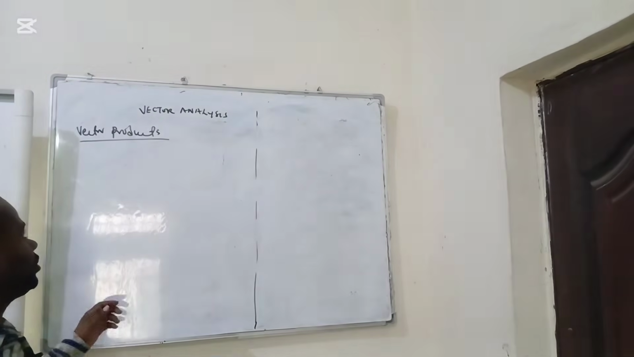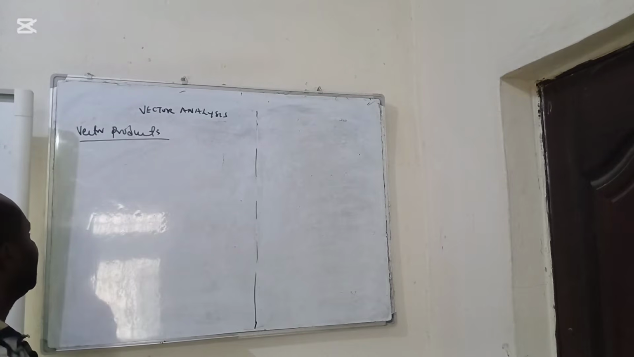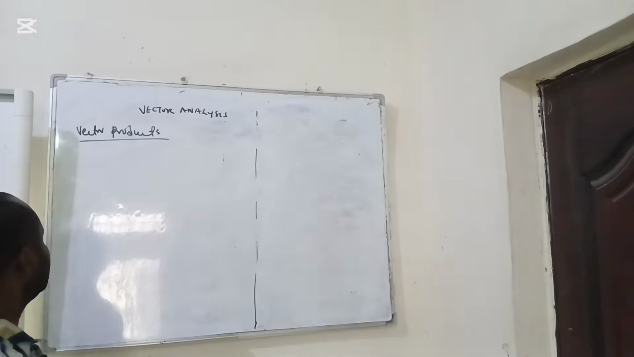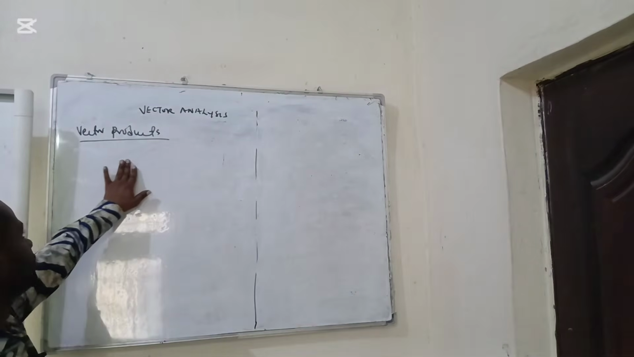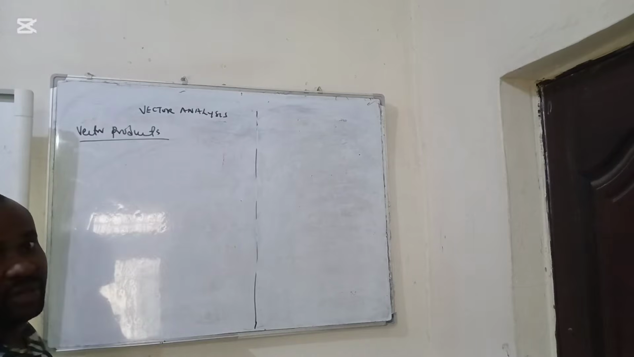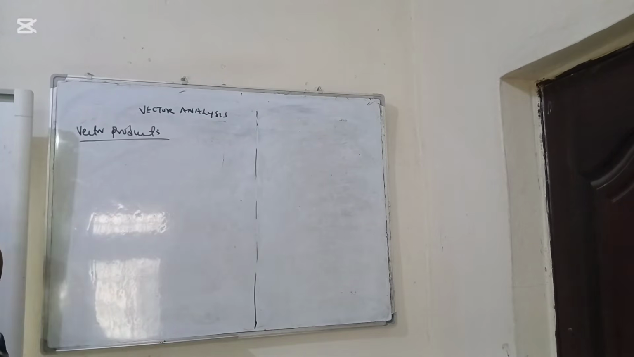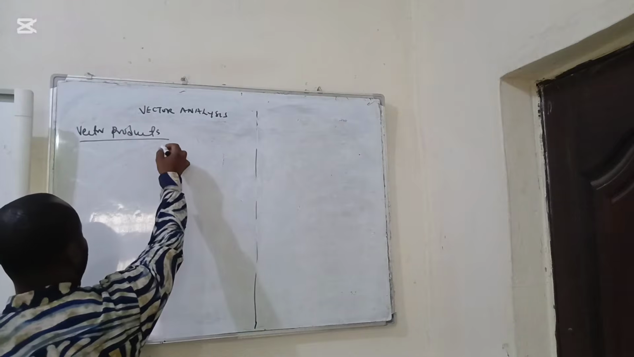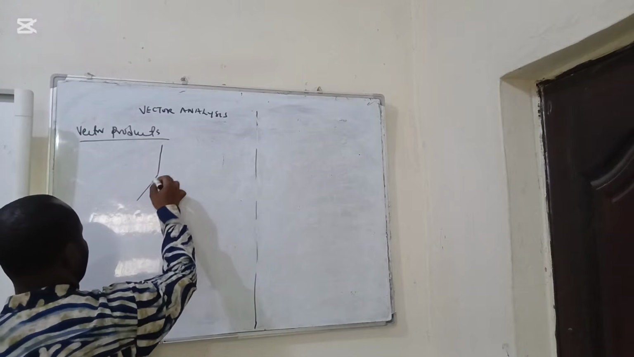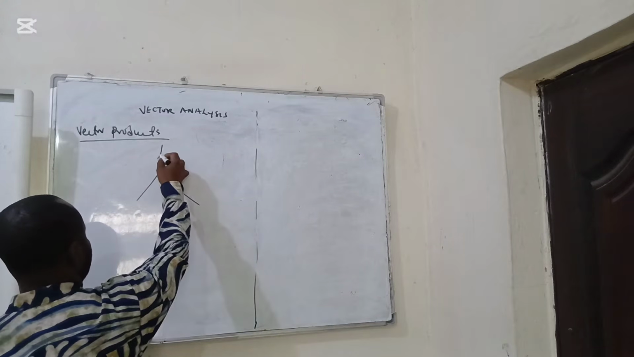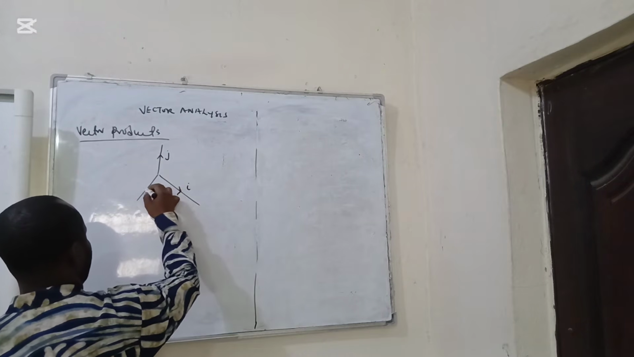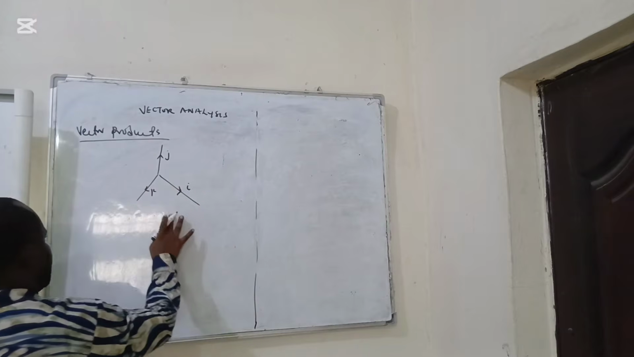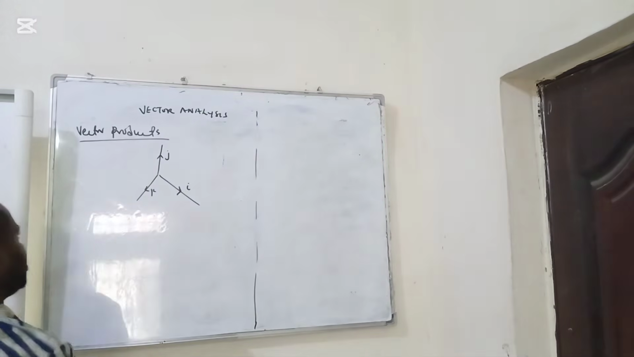We are still on vector analysis, and if you've been watching my previous videos, you actually know that this is like a series. So, this section we want to look at vector products. We are going to consider vectors in three dimensions. We have i, j, and k. So we have two types of vector products.